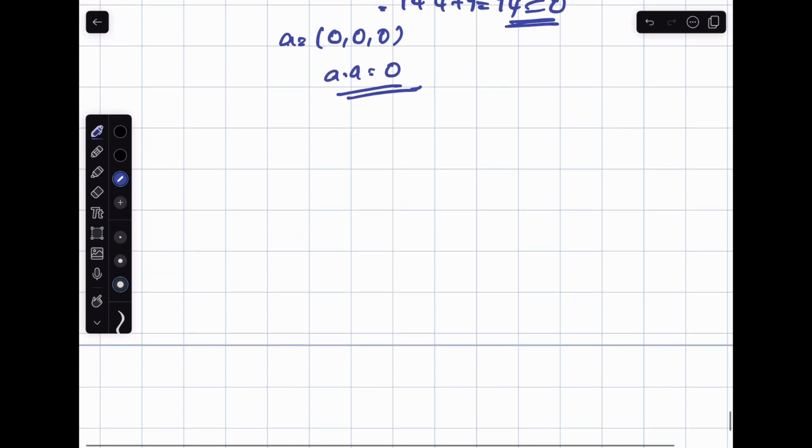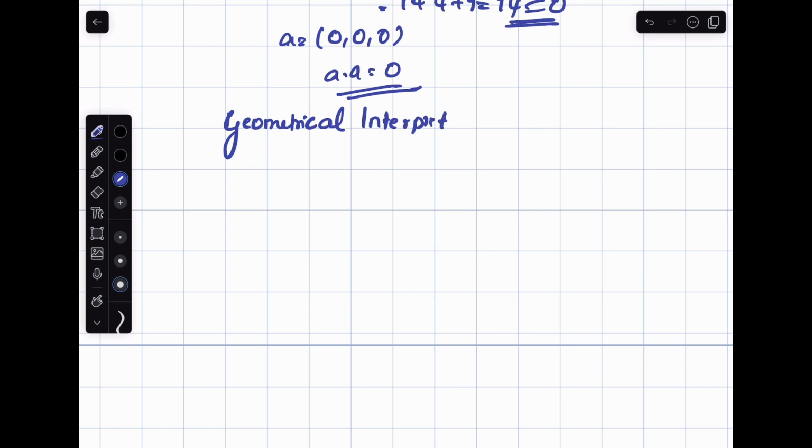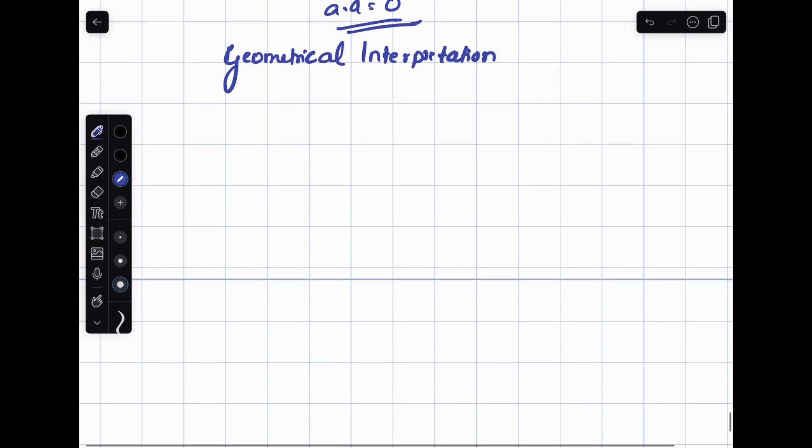So one more important topic under dot product is the geometric interpretation of the dot product. Okay, the geometric interpretation, and this is very important. So what is the formula for geometrical interpretation? It is nothing but a into b is equal to magnitude of a into magnitude of b into cos theta.